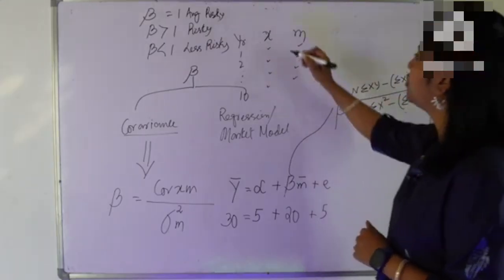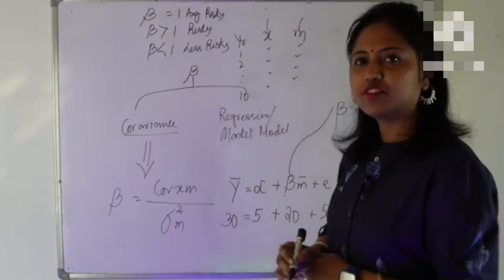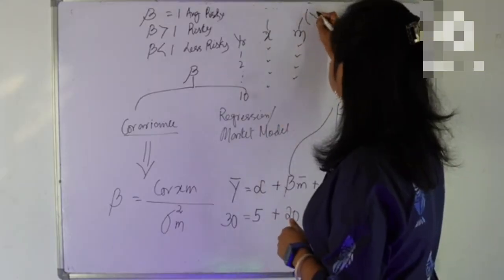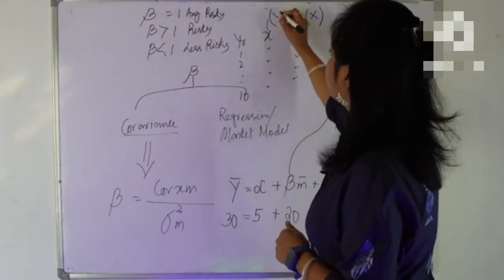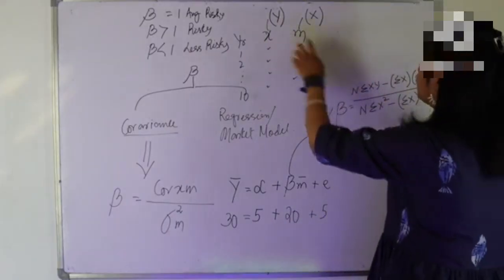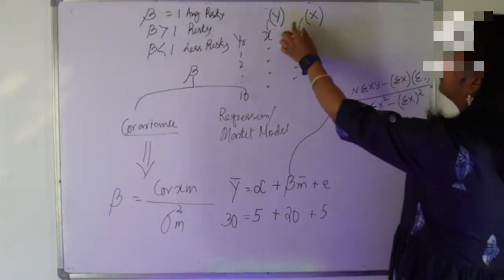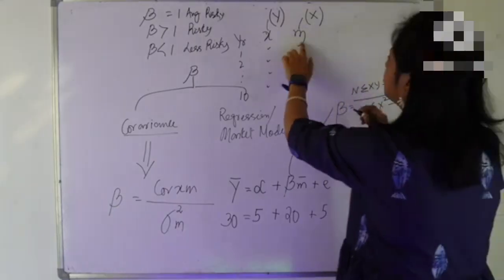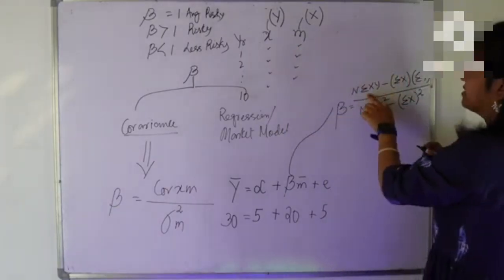So I have to find out which one is x and which one is y. We will consider the market returns to be x and the individual stock return to be y. Okay, so market return is x, individual stock return is y. So I multiply x and y, which means I have to multiply these two values and sum them.